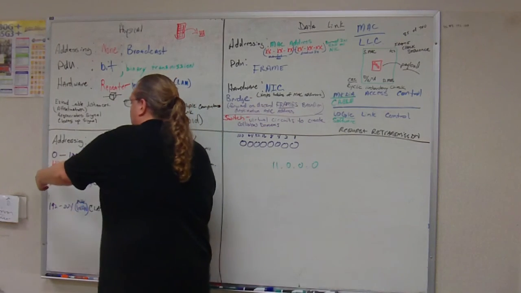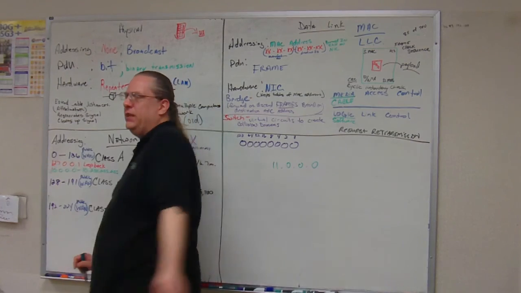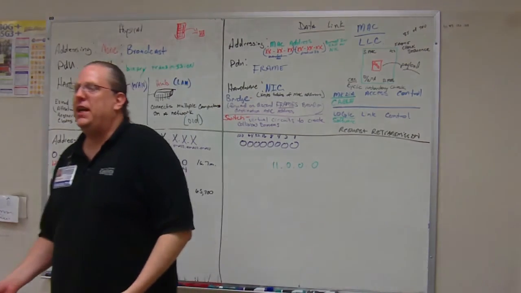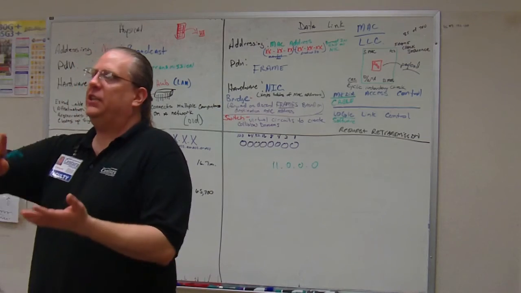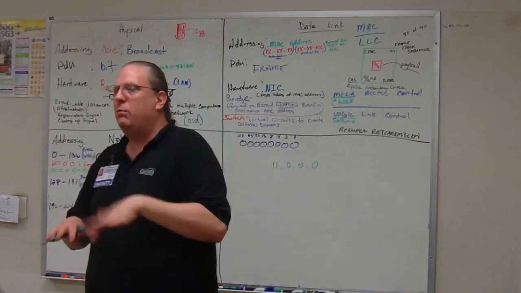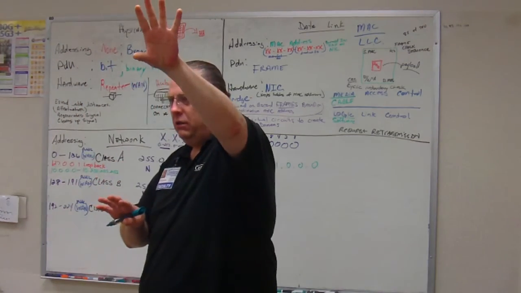So this is the range for private IP addresses, or the IP addresses that you could use in your local area network, inside your home or inside your business. It won't be found outside.